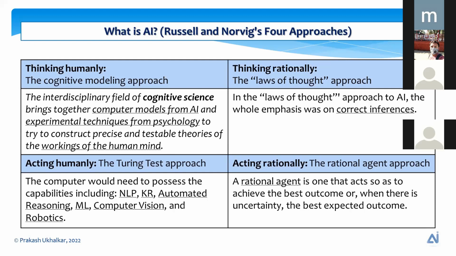So that does mean perceiving their environment, persisting over a prolonged time period, adapting to change, and being capable of pursuing other goals. That is what is meant by acting rationally. It should learn, understand, and reason about its own actions and come up with the best possible outcome, the best expected outcome as well. That is what is meant by acting rationally, the rational agent approach.